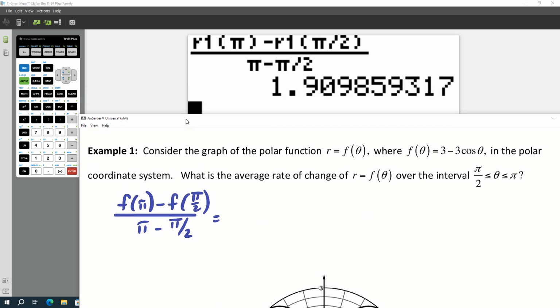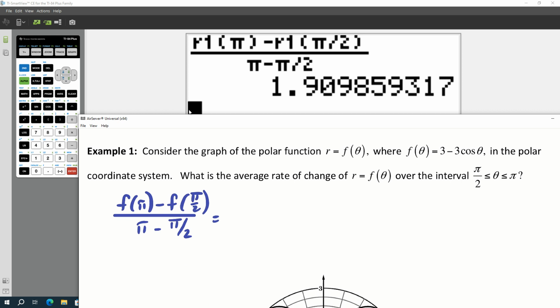And there it is. That is going to be our average rate of change. It is approximately 1.910. We technically could do 1.909, and that is 100% correct too. So truncating or rounding are both perfect.